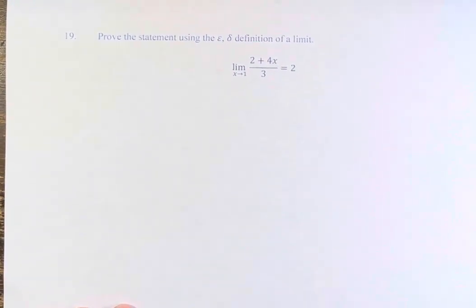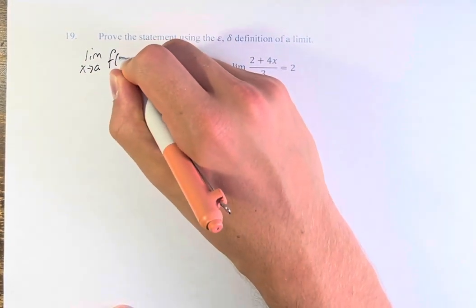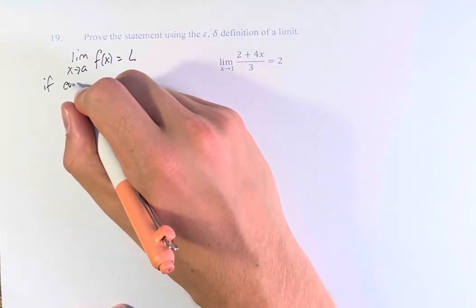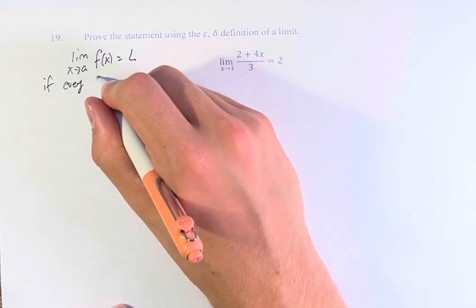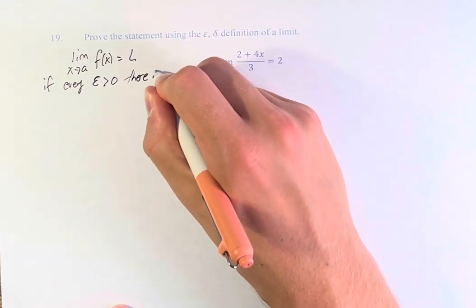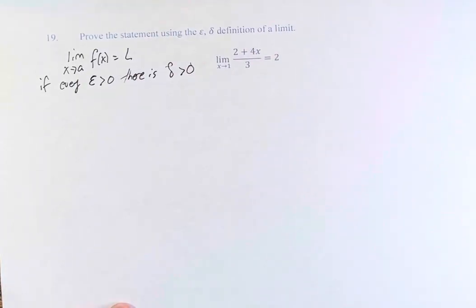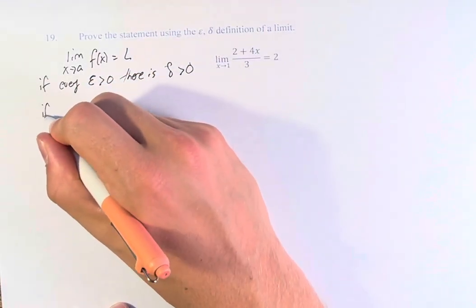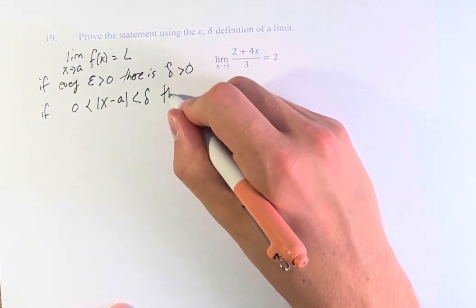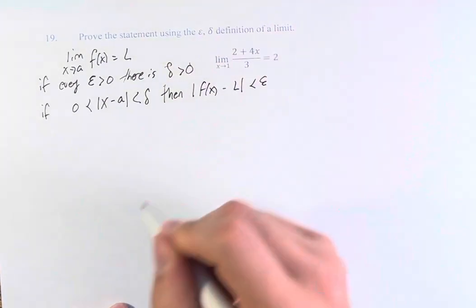The precise definition of a limit states that the limit as x approaches a of f(x) equals L if for every positive number epsilon greater than 0, there is an associated number delta greater than 0, such that if 0 < |x - a| < delta, then |f(x) - L| < epsilon.